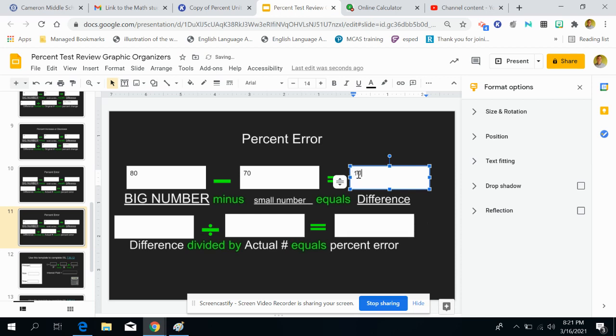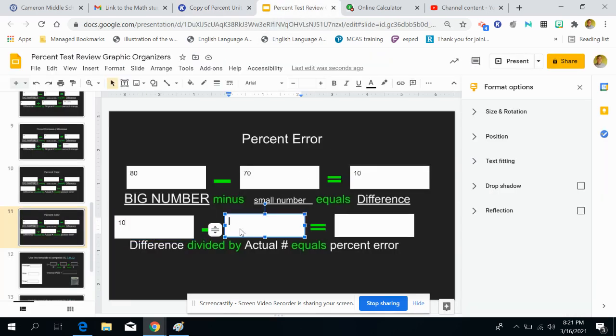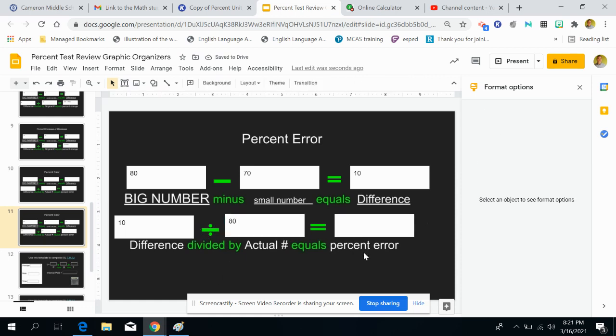I then take this number, the difference, I put 10 right here. So the difference divided by the actual number, what actually happened, equals our percent error. So I'm going to put my 10 in here. I'm going to go back to the problem just to double check. All right, I made a prediction. That was 70. But then that isn't what happened. What actually happened is that 80 people came. So the actual number is 80. So I have 10 divided by 80 equals, and that's going to give me the percent error.